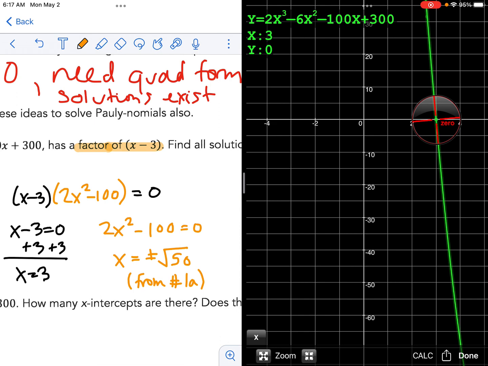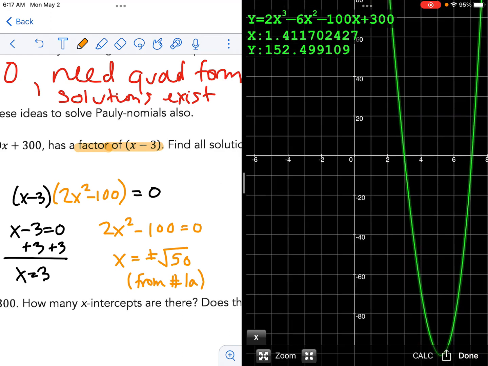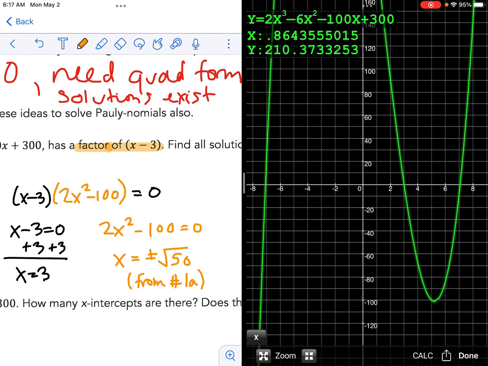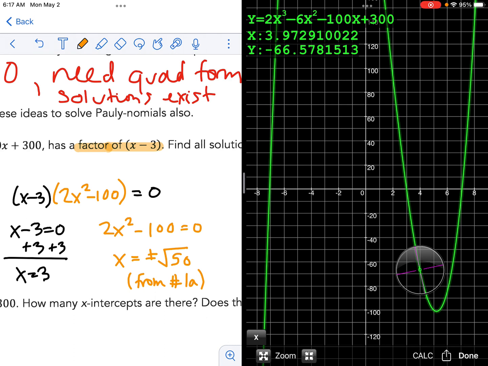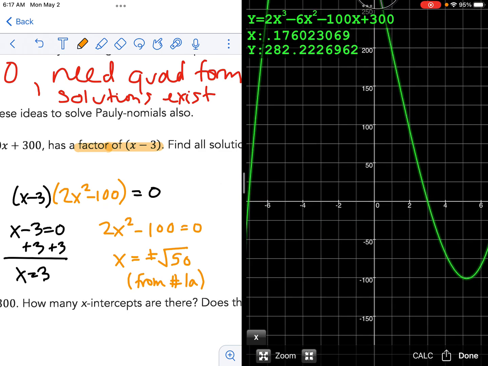So think about the square root of 50. 49 is a perfect square, and that's plus or minus 7. So we must be somewhere close to 7. So here's that 3. Here's the 7.07, so that's the positive square root of 50. Here is the minus 7.07, so it's negative root 50. So that's what that polynomial looks like.